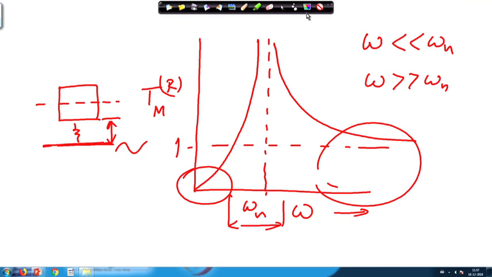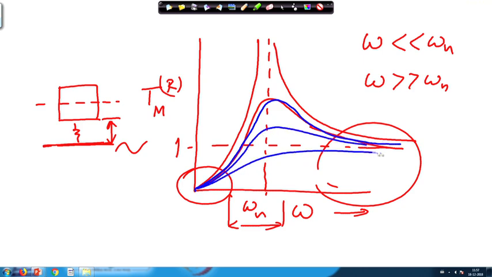If damping is present, then again a similar thing may happen. If damping is present, this will happen, and similarly for a very high damping we will have this situation and so on. So this is in the direction of increasing damping. Here I have introduced one damping with a certain coefficient.